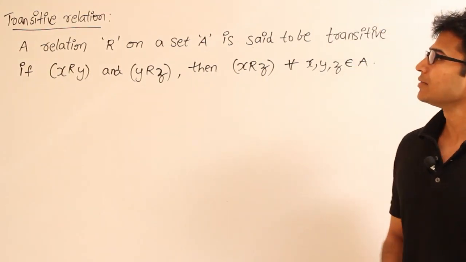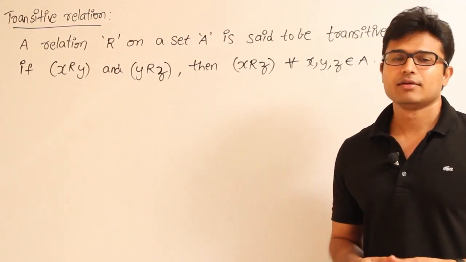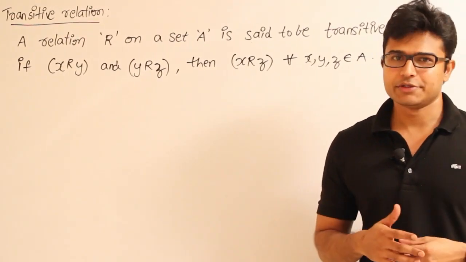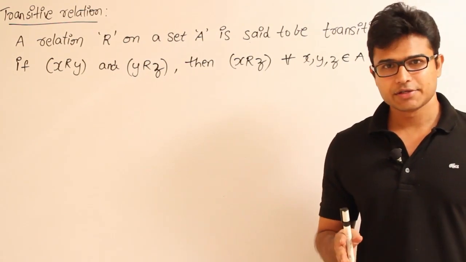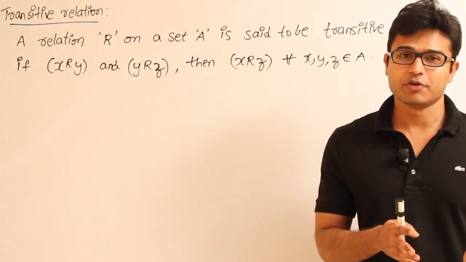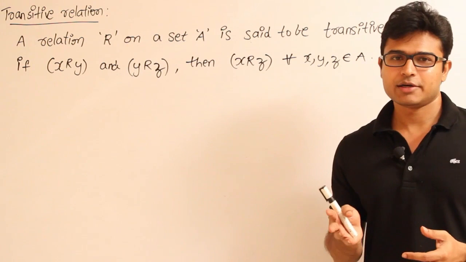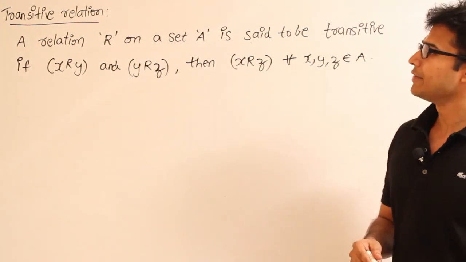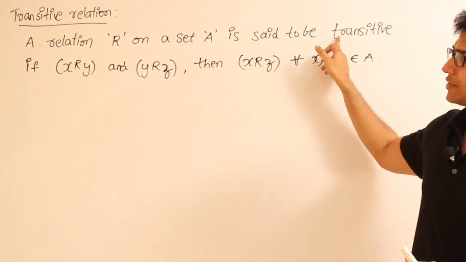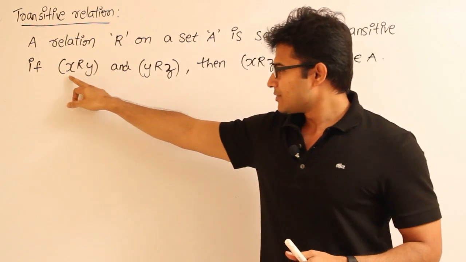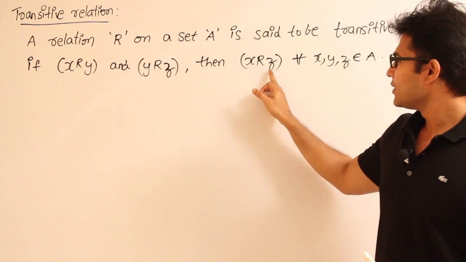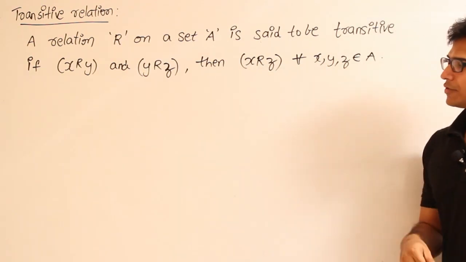Now let's look at the transitive relation. The important thing that you should observe here is, when is a relation not going to be transitive? Similarly in all the relations, it is not when it is going to be that type of relation that is important. It is when it is not going to be that type of relation that is important. For example, in transitive relation, a relation capital R on a set capital A is said to be transitive if x is related to y and y is related to z, then x is related to z for all x, y, z belongs to A.